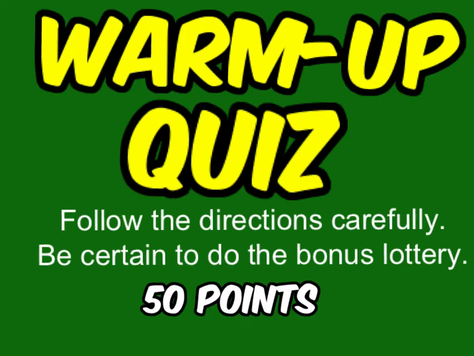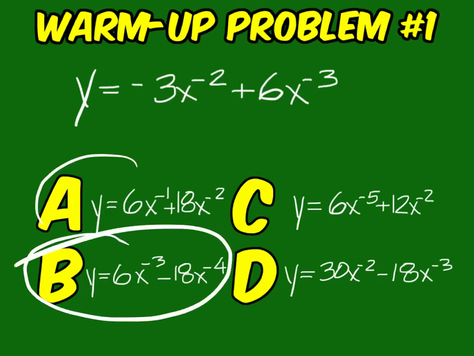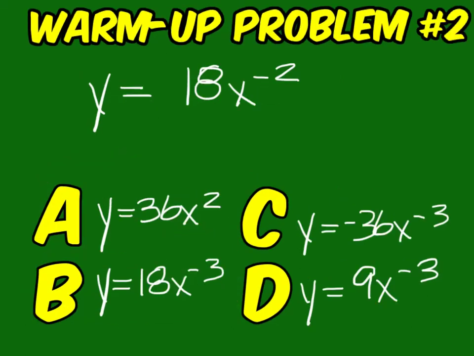The warm-up quiz today is multiple choice. All you need is a small square of paper with A, B, C, or D on it, or you can put E if you think it's none of the above. Answer is not A, it should be B. There we go. Number 2.